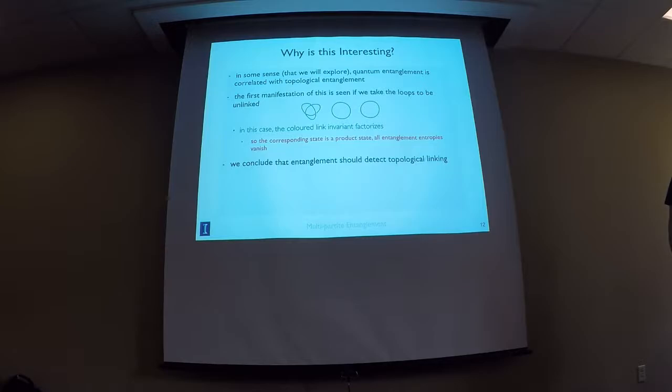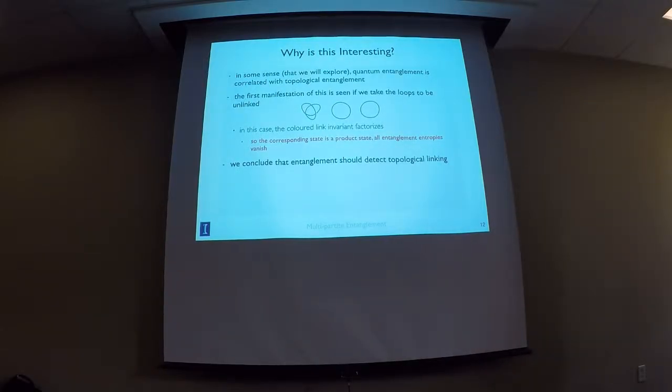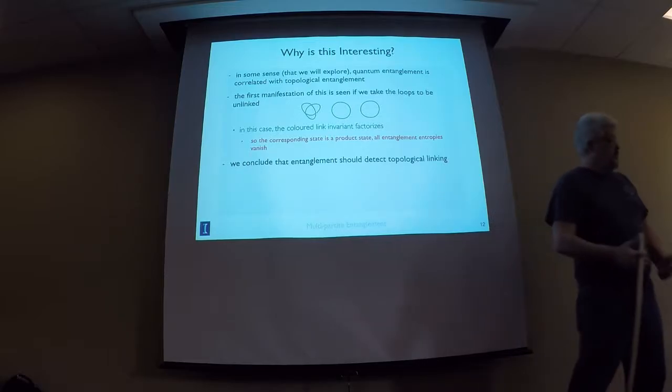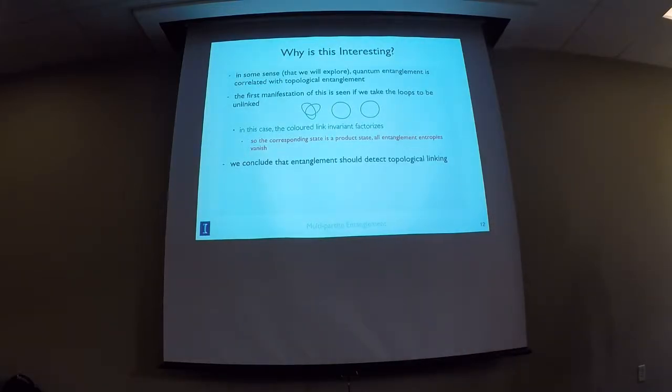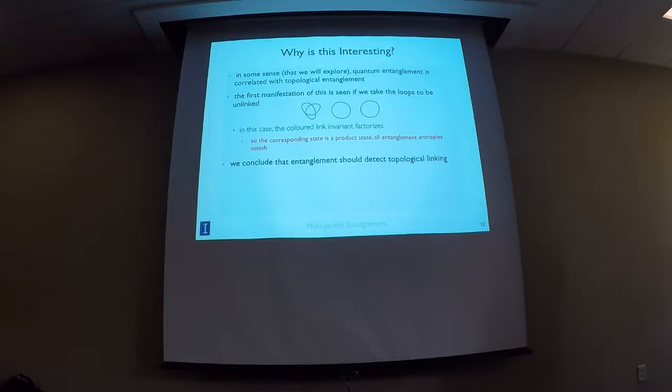Okay, so why is this an interesting thing to do? Well, there's sort of an old idea, a vague old idea, that quantum entanglement might be related to topological entanglement in some way. Okay, and so what we're doing is testing that idea in a playground where you can do explicit calculations. And in the rest of the talk, by looking at various cases, I'm going to build up some intuition for how this actually works.